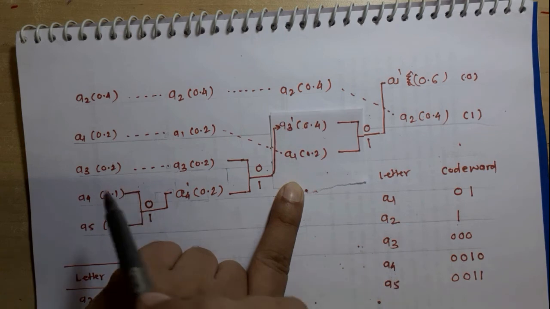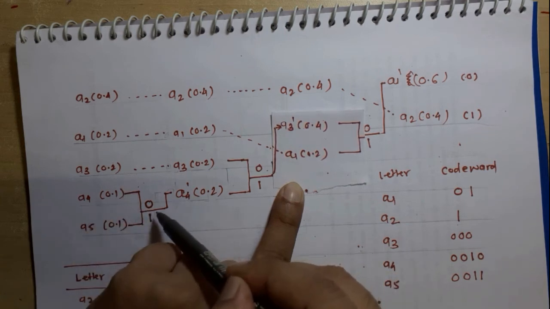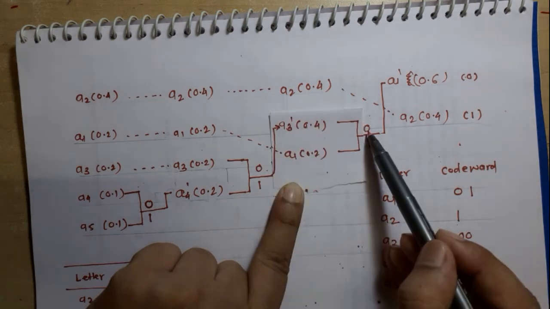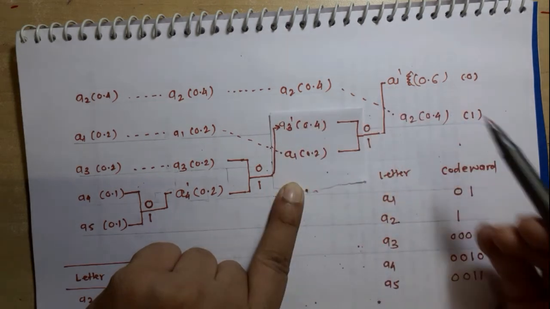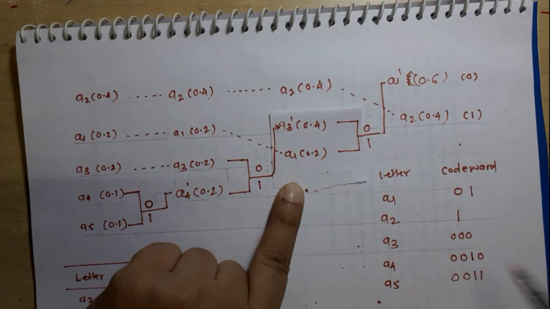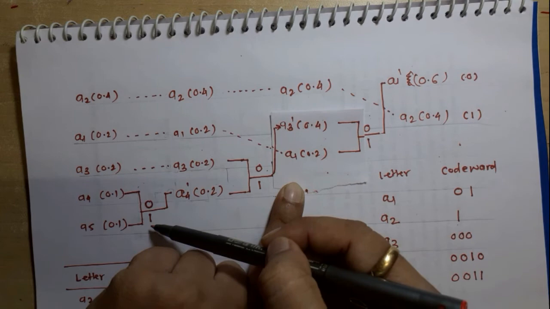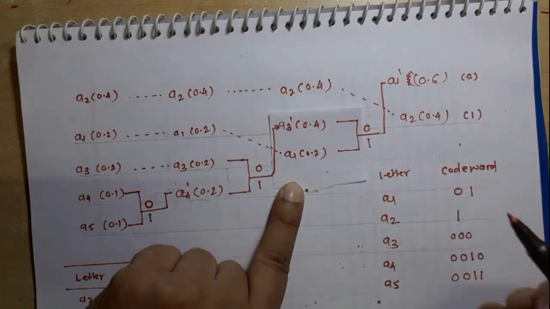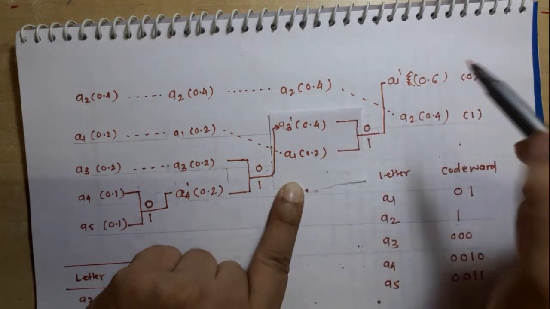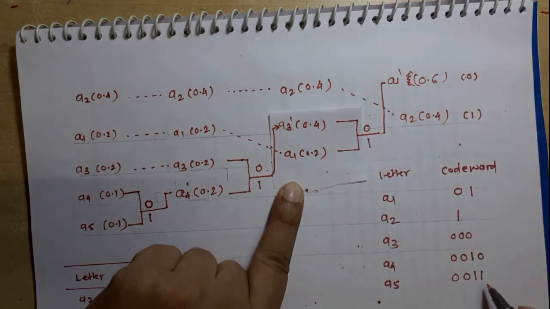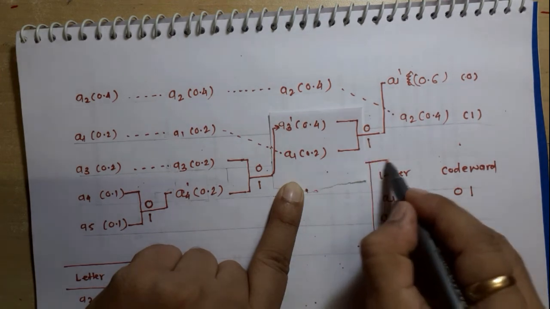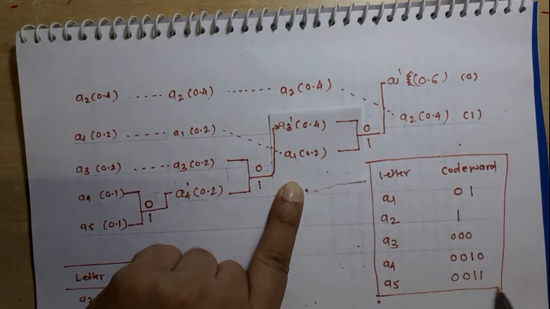Then A4 starting with 0, then 1, 0, 0. So 0, 1, 0, 0 रिवर्स में करेंगे तो 0, 0, 1, 0 मिलेगा. A5 1, 1, 0, 0, 1, 1, 0, 0 यहाँ से ट्रैवल करते समय मिलता है. So reverse will be 0, 0, 1, 1. So this will be the final code for our Huffman coding.